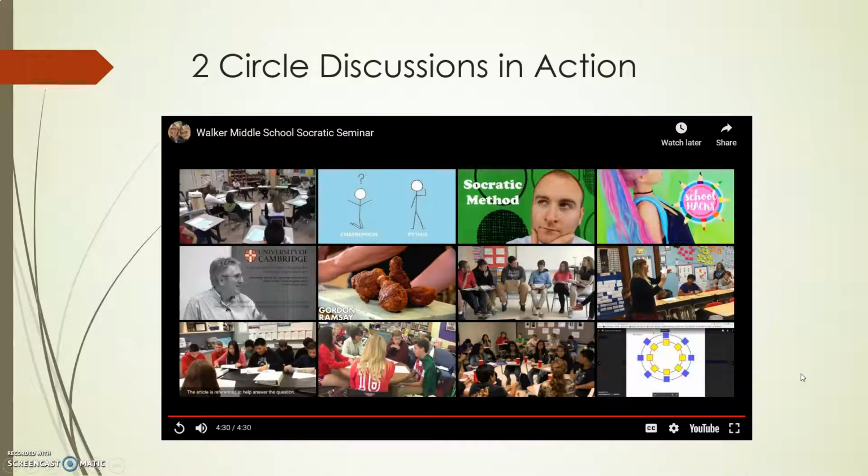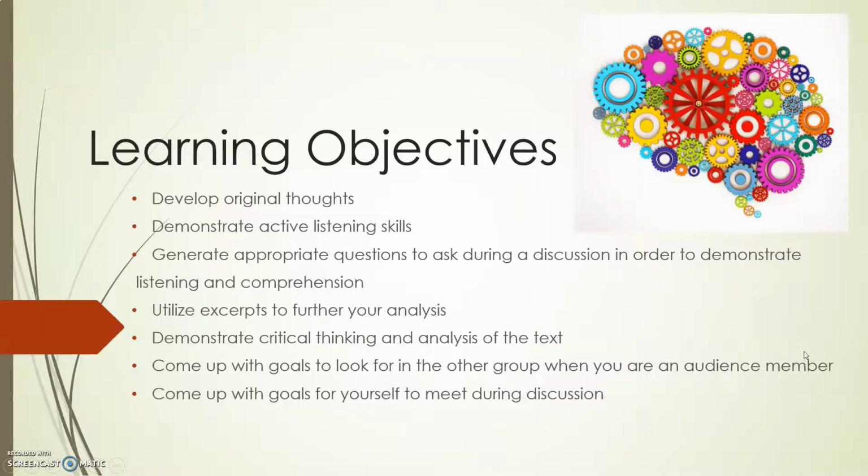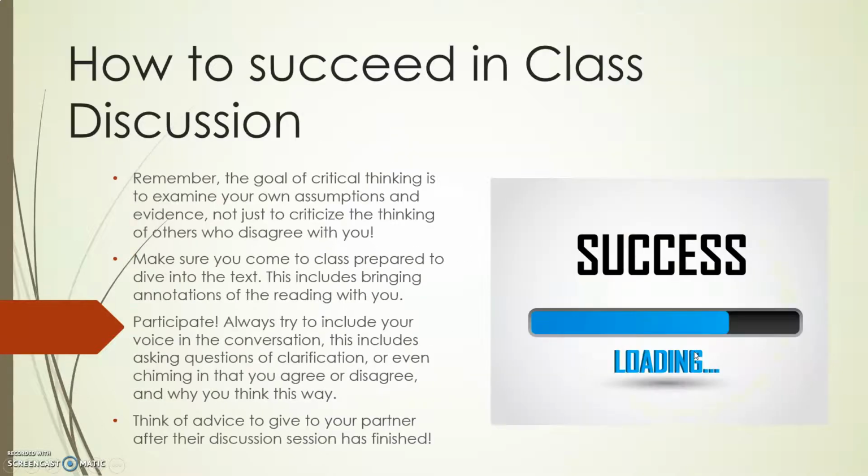So that was an example of the Socratic seminar and the two circles that I discussed. So what are the learning objectives? The learning objectives are to develop original thoughts, demonstrate active listening skills, generate appropriate questions to ask during a discussion in order to demonstrate listening and comprehension, utilize excerpts to further your analysis, demonstrate critical thinking and analysis of the text, come up with goals to look for in the other group when you're an audience member, and come up with goals for yourself to meet during discussion.